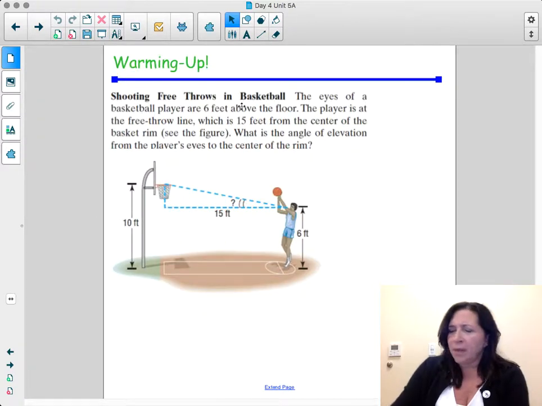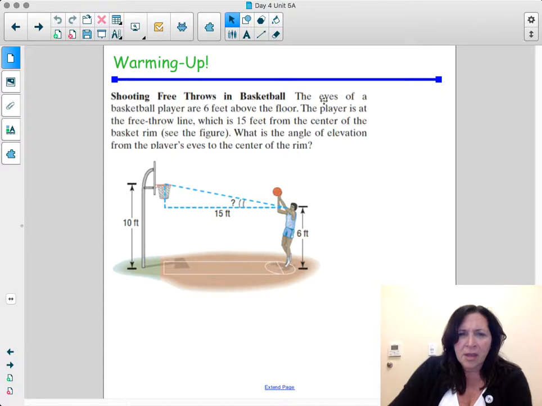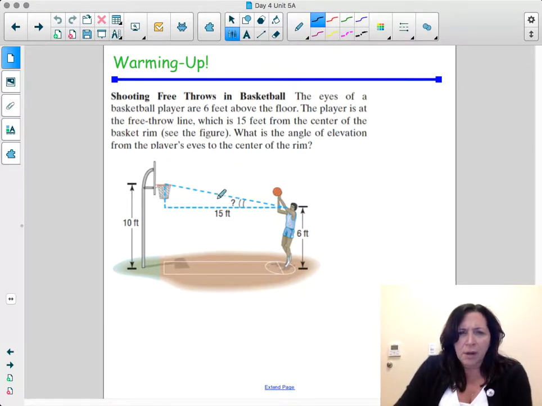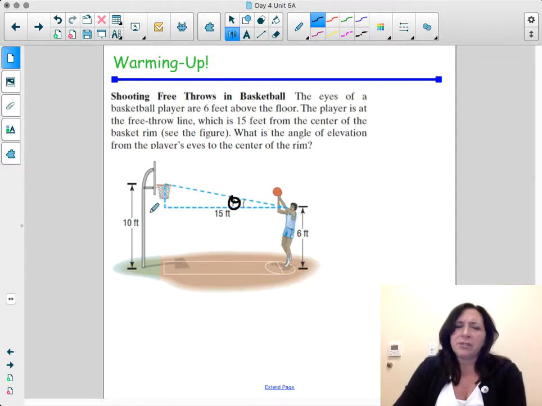And so just warming up, shooting free throws, okay? So in this problem here, you have the eyes of the basketball player. He or she is 6 feet up. The player has a free throw line, which is 15 feet across from the actual basket, and the basket is 10 feet up. And so your job is to find this angle in here. So you're looking for the angle of elevation that the basketball player needs to look up in order to get the ball in there to help them.